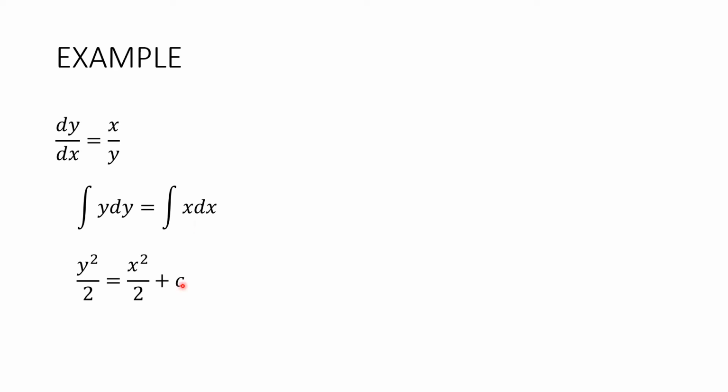Now we only need to add one constant. We don't need to put a plus c on this side as well. Now tidying this up and turning it around, we end up with x squared take away y squared equals 2c. We don't actually need to write 2c because 2c is just a constant. So our final answer will be x squared take away y squared is equal to some constant k.